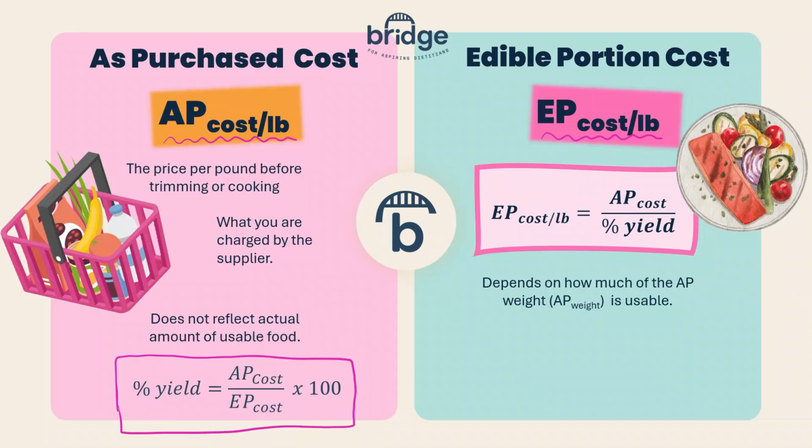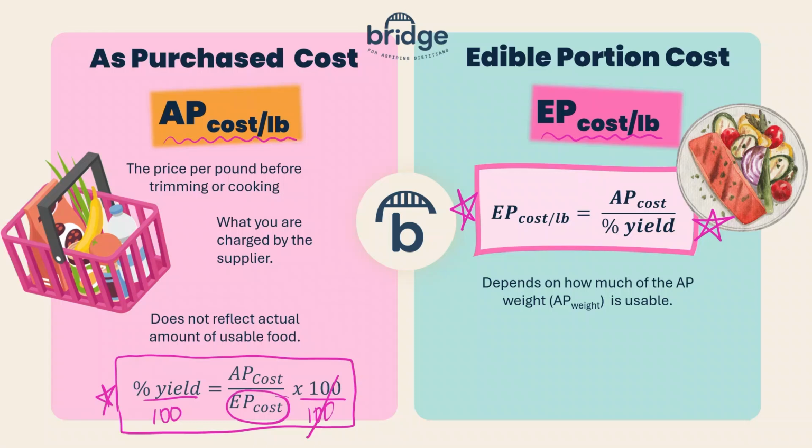By doing a little bit of algebra to this equation down here, we can solve for the edible portion cost. We first divide both sides by 100, and then to isolate the edible portion cost in the denominator, we have to multiply both sides by the edible portion cost and then divide both sides by the percent yield, which takes us to this equation right here. This equation is key because it gives you the real price of the food that you can actually serve. The cost of your prepared food is found by taking the cost of the wholesale food and dividing it by the percent yield.